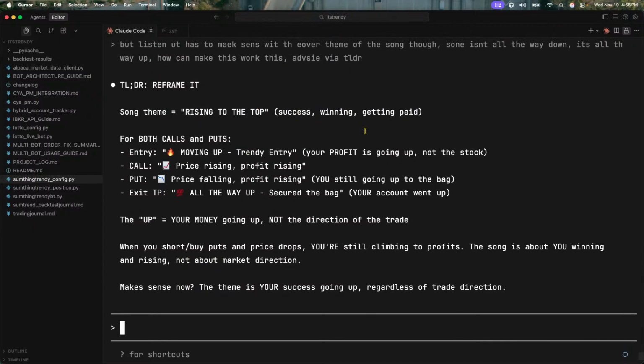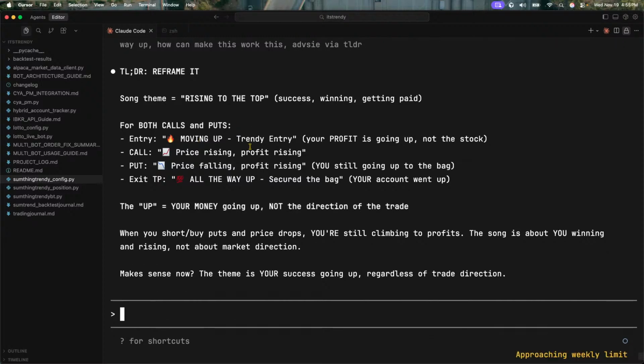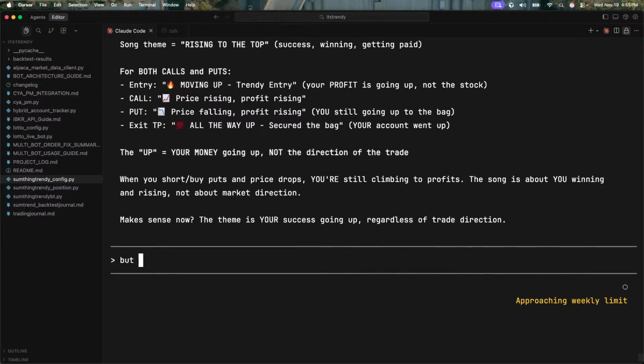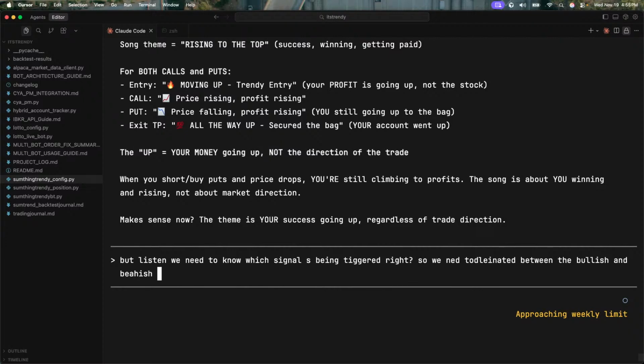Rising up, success, top. Okay. So both calls and puts moving up. Your profit is going up, not the stock. The up is the money going up, not the direction. But listen, we need to know which signal is being triggered. So we need to delineate between the bullish and bearish ones. How are you going to do that?